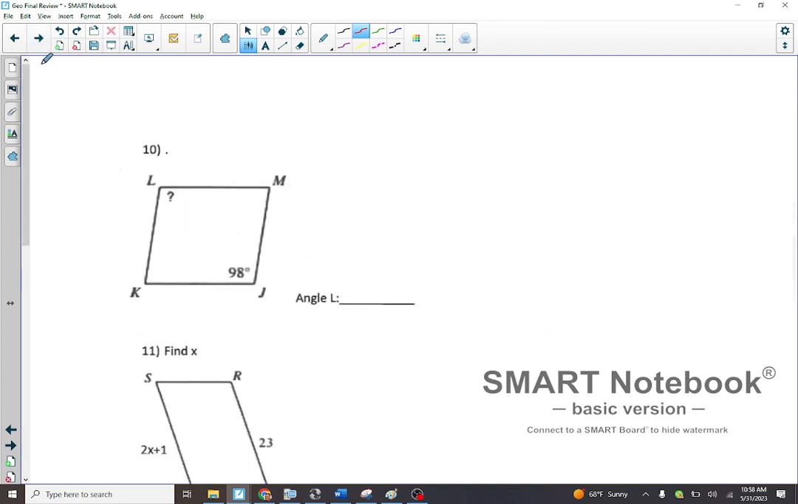I'll put a 70 there. I'll probably put a 360, and I don't know what else I'll put. And I'll probably just put 180. Like this one, these are diagonal to each other. Because they're diagonal to each other, they're congruent, which means angle L is just 98.